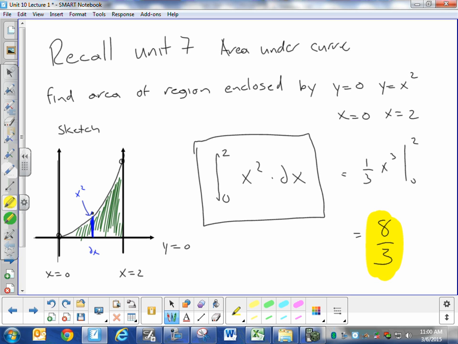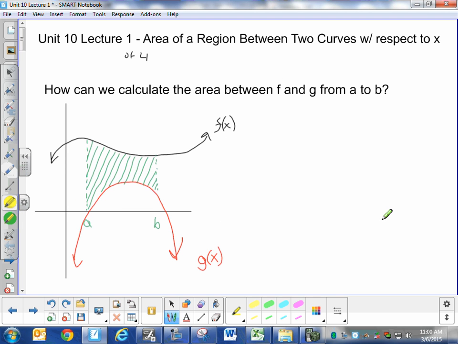Well, now I have two curves, and I want to find the area between the two curves. We have f, we have g. How can I find that area in green? Mr. Durrett? Find the area under f of x and then subtract the area under g of x. Exactly, so in terms of integrals, what would that look like? From a to b.